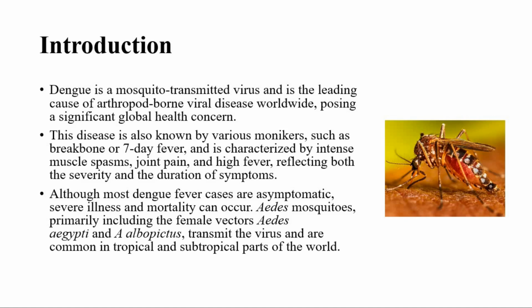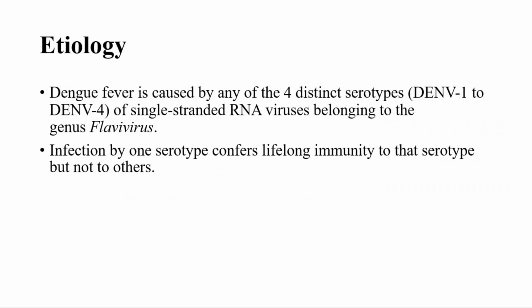Aedes mosquitoes, primarily including the female vectors Aedes aegypti and albopictus, transmit the virus and are common in tropical and subtropical parts of the world. Dengue fever is caused by any of the four distinct serotypes, DENV1 to DENV4, of single-stranded RNA viruses belonging to the genus Flavivirus. Infection by one serotype confers lifelong immunity to that serotype but not to others.